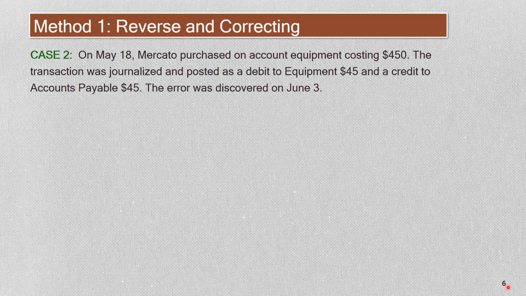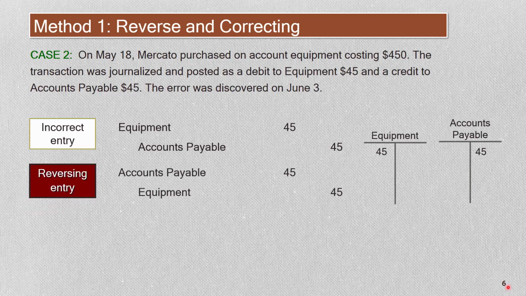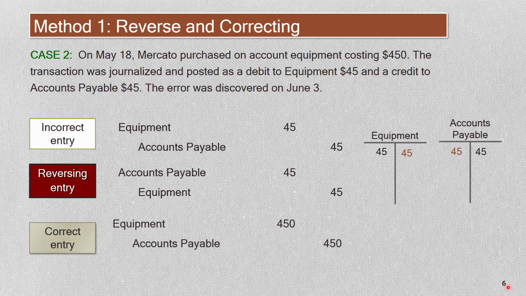Let's look at another example. On May 18th, Mercado Company purchased equipment on account costing $450. The transaction was journalized as a debit to equipment for $45 and a credit to accounts payable for $45. The error was discovered on June 3rd. So if we're doing the reverse and correct, first we reverse the original incorrect entry by switching the debits and credits, which cancels everything out. And then we record the correct entry, which should have been a debit to equipment for $450 and a credit to accounts payable for $450.